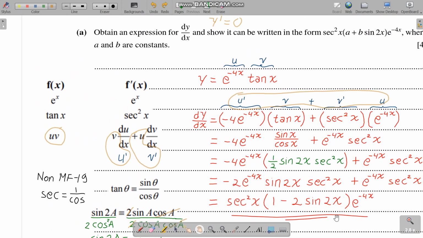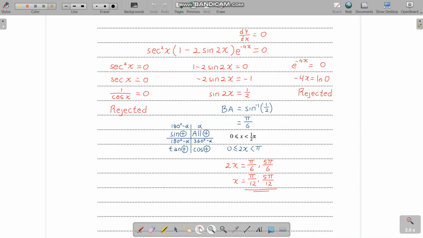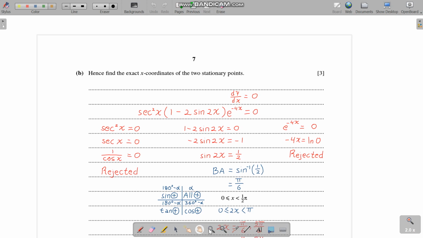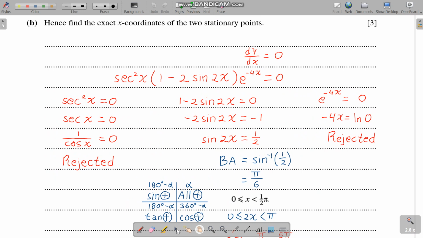Alright, now the next part. Hence find the exact x coordinates of the two stationary points. So again, stationary points means dy/dx, or y prime, equals 0. From the first part, we get this. So we are solving this equals 0, which means we have three factors: secant squared equals 0, 1 minus 2 sine 2x equals 0, e to the minus 4x equals 0.